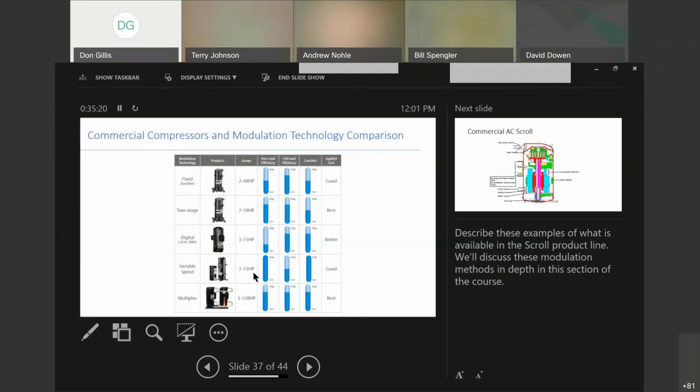The variable speed is somewhere around 2 to 15 horsepower, and then 3 to 120 here on the tandem. That's very versatile. Okay, and then you can see how it shines in the part loaded, full loaded, and the comfort issue. Notice the variable in the comfort issue can't be touched. Okay, I think as time moves on for homes, anyways, in your residential, you'll see more and more variable speed as it becomes more common, and as the EPA and different things start to change for efficiencies.